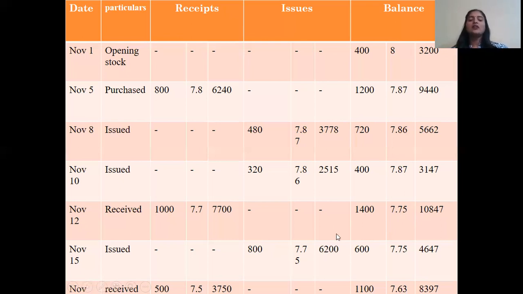Now after we issue, we have to go for the balance. 1400 minus 800, how much are you going to get? 600 is the balance. Next, what is the balance we had earlier? 10,847 minus 6,200. You are going to get the balance of 4,647.